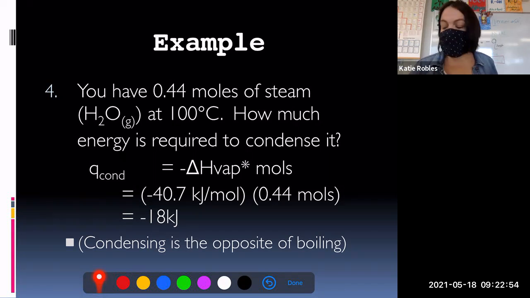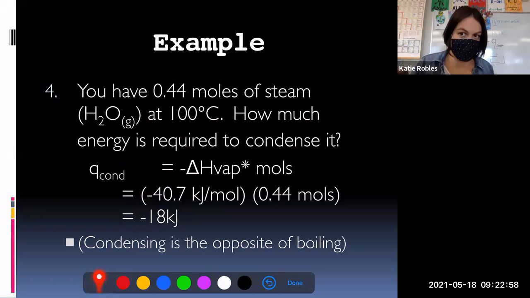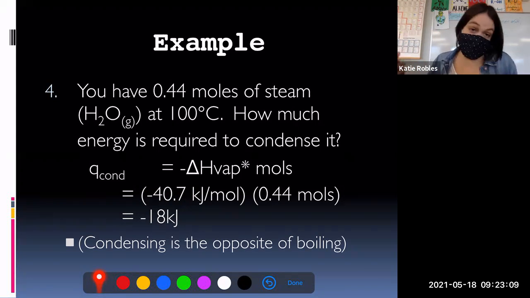Now, as a warning to you, you will not always see this as a negative value. Don't panic. Sometimes it is, sometimes it isn't. It's just whether they want to show you that heat is being removed or heat is being added. I think it probably should be there, but it's not always.